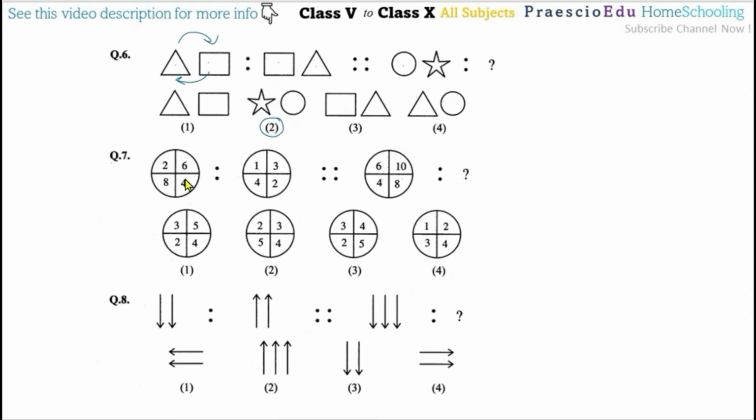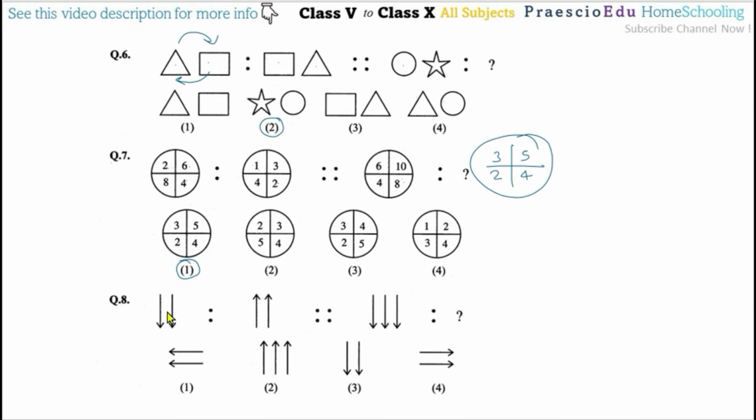Now question number 7: 2 6 4 8, then 1 3 2 4. This means every number is divided by 2, or we can say we take half of that number. So 2 becomes 1, 6 becomes 3, 4 becomes 2 and 8 becomes 4. Likewise, 6 is reduced to 3, 10 is reduced to 5, 4 is reduced to 2 and 8 is reduced to 4. This is given in 3 5 2 4, which is option number 1.